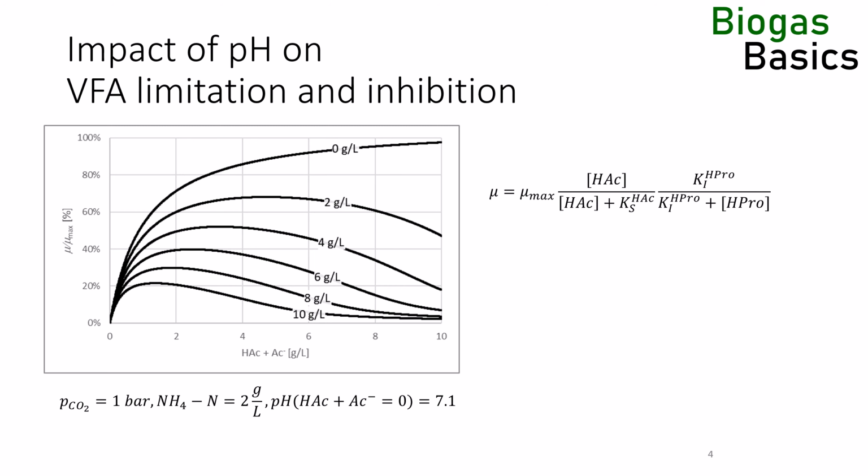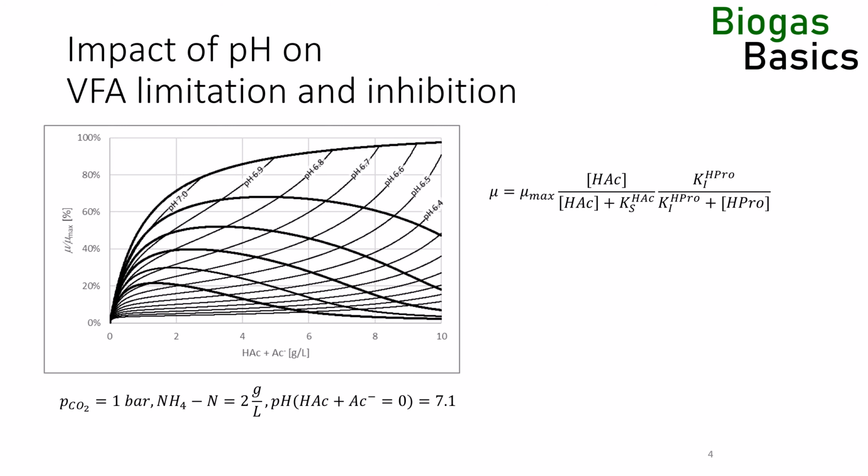We can visualize the effect of the acid accumulation by plotting lines of constant pH into the graph. We select a constant pH, then for every acetic acid concentration, we can calculate the propionic acid concentration from the ion balance, and finally, we calculate the growth rate as a function of acetic and propionic acid. When no volatile fatty acids are present, the pH is 7.1. Once acids start to accumulate, the pH will drop. These are the lines of constant pH for pH 7 to pH 5.8 in 0.1 intervals.